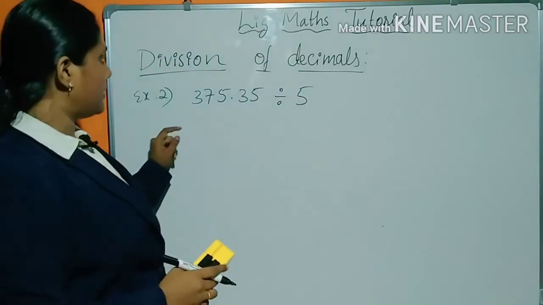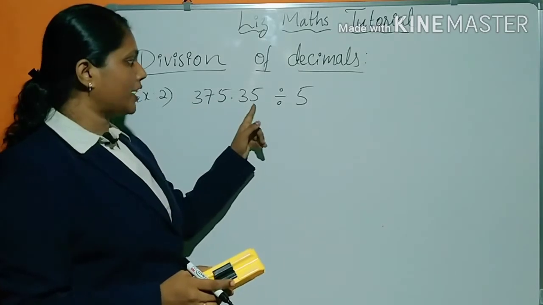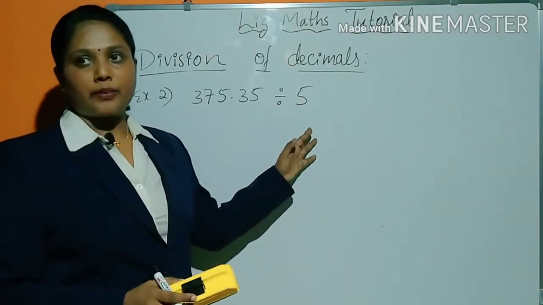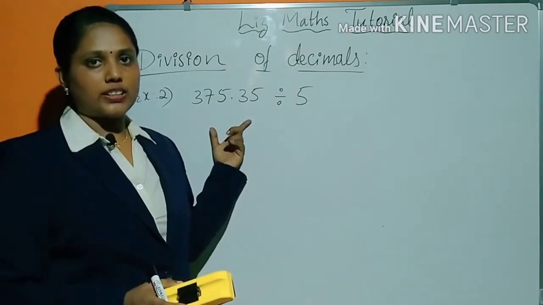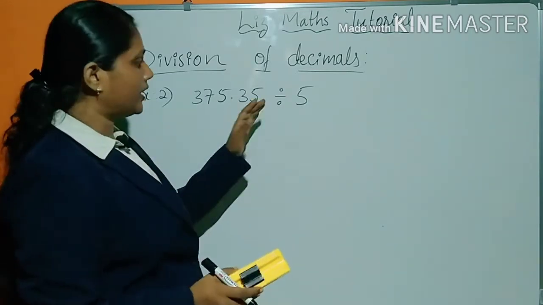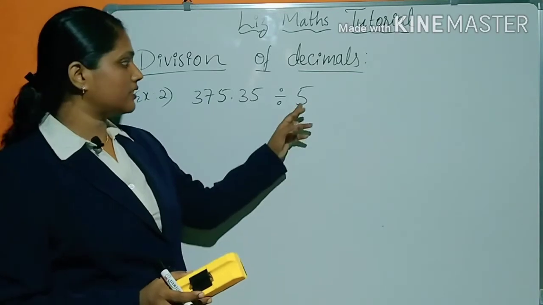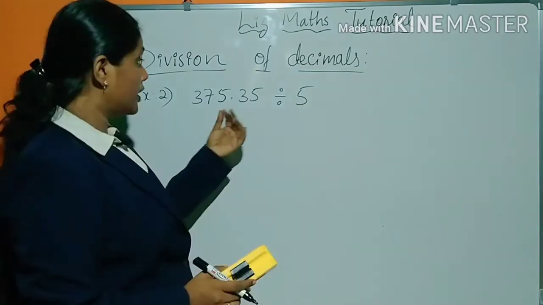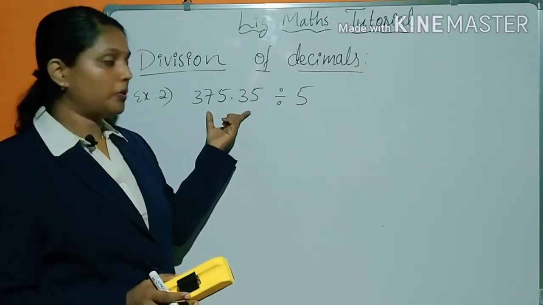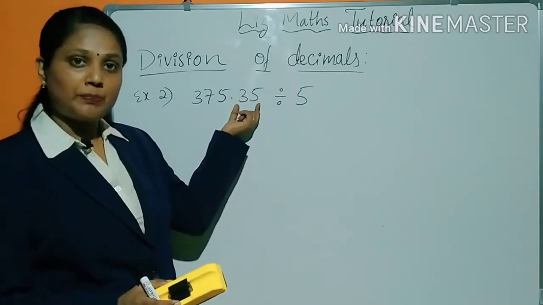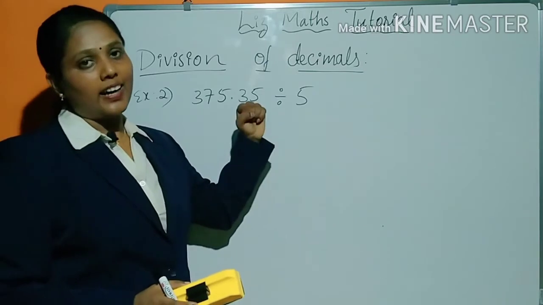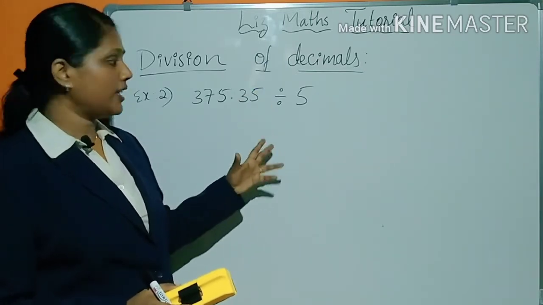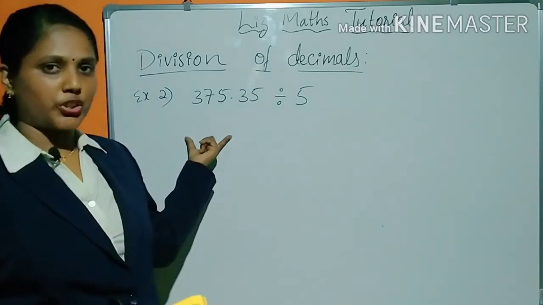The second example, 375.35 divided by 5. So here you can go for division. See, you don't need of converting again, multiplying it and making it. This is 500, you have to make it, isn't it? To make this as a whole number, what you have to do? Here you have to multiply with 100, and here also you have to multiply by 100. So better what you have to do is, here you can go for direct division method.